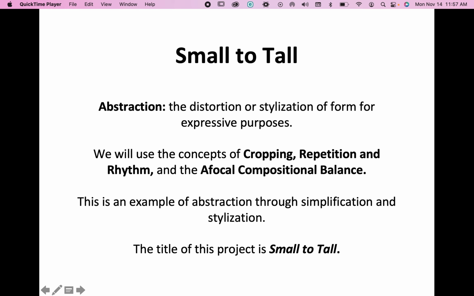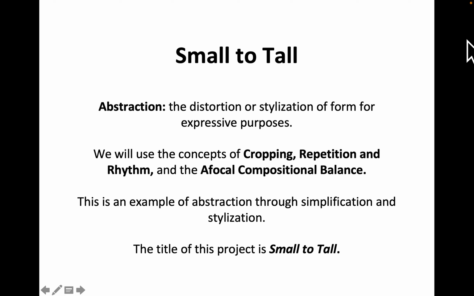Our next project, Small to Tall. This is going to be the first project where we delve into abstraction. I define abstraction as the distortion or stylization of form for expressive purposes. Now, usually when people think of abstraction, they think of things that don't necessarily represent what we're used to seeing when we observe reality. But things that are abstract can either be representational, that is, they can look like what we see in nature, or they can be non-representational.